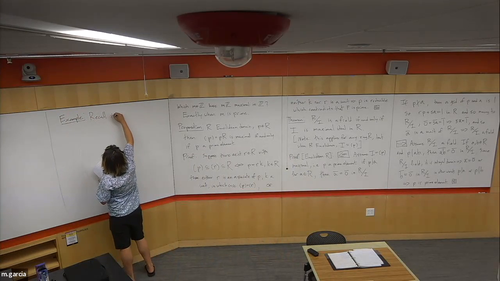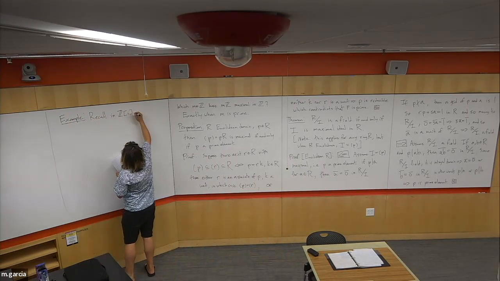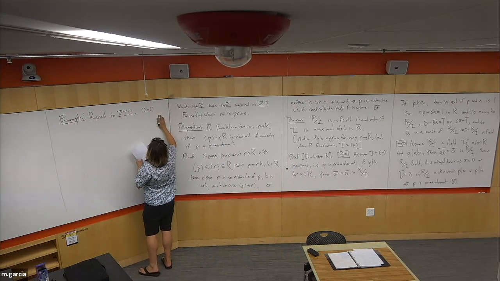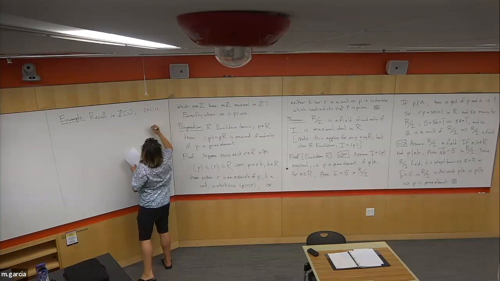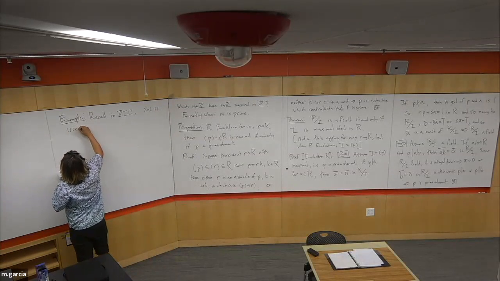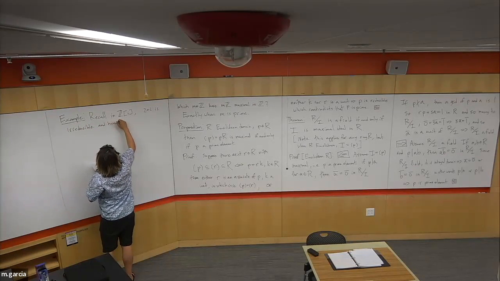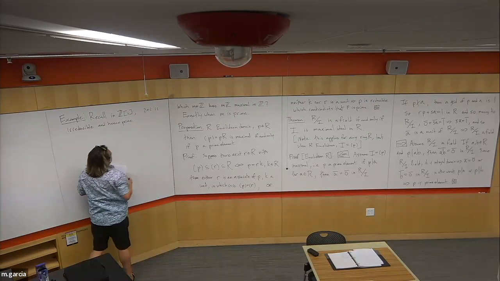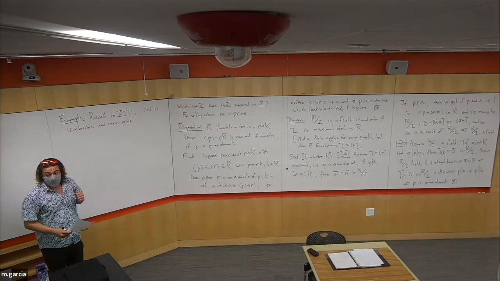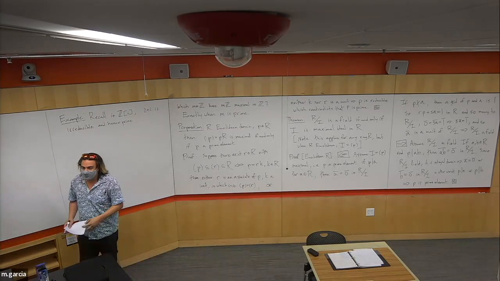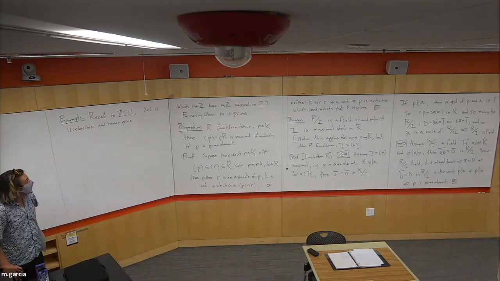So I want you to recall, in Z adjoint i, 2 plus i is irreducible and hence prime, because Z adjoint i is a Euclidean domain. Remind me again why the element 2 plus i is irreducible in Z adjoint i.